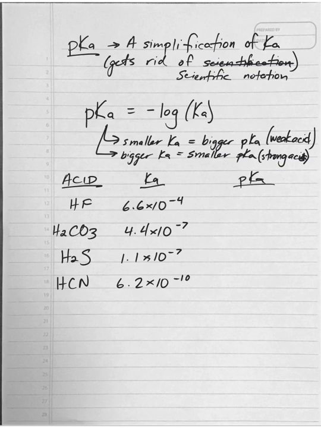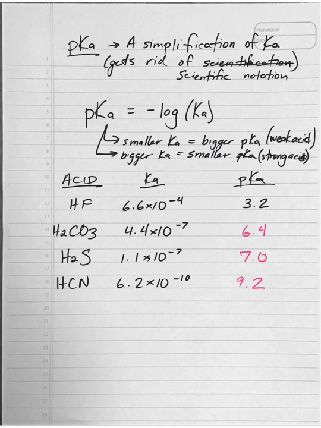So you would plug this in. The negative log of 6.6 times 10 to the minus 4th gives us 3.2. That would be the pKa. Pause this video and make sure you can calculate this for the rest of them. Okay, you should have gotten 6.4, 7.0, and 9.2.